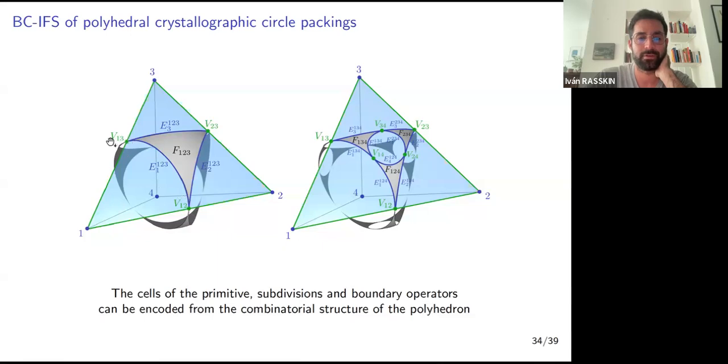A vertex of the fractal is going to be encoded by an edge, for example. That's why we call this vertex the vertex 1, 3, which corresponds to the edge 1, 3. An edge of this fractal corresponds to a pair of vertex, the vertex 1, and a face 1, 2, 3. So we can define the states of the automaton that we need, but using just the combinatorial structure of the polytope. We can also define how the subdivisions operator works using also the combinatorial structure of the polyhedron.